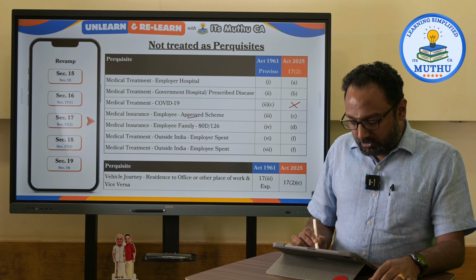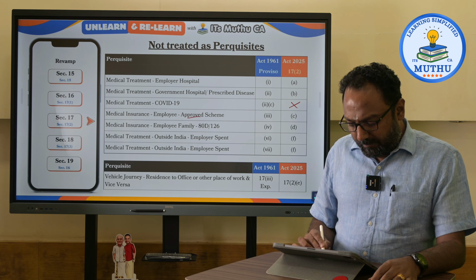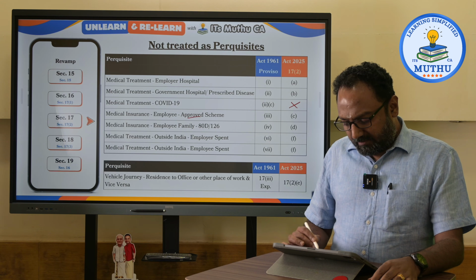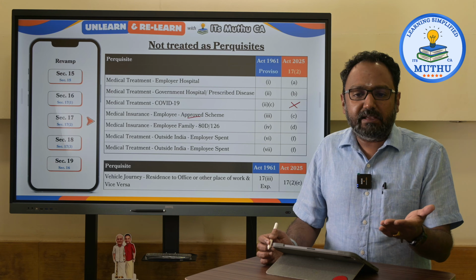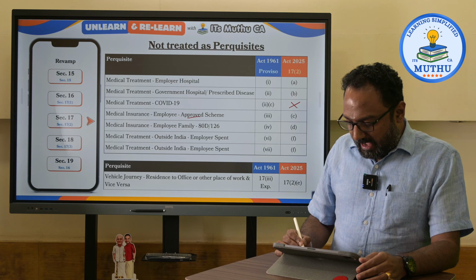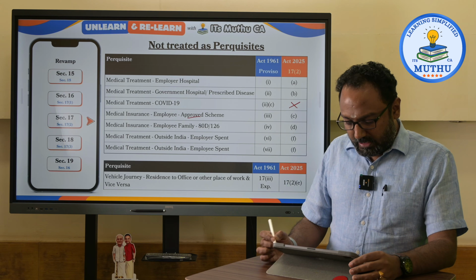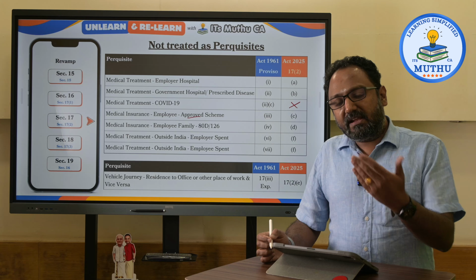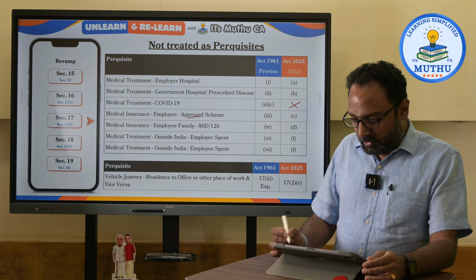Medical insurance approved scheme for the employee or the employee's family, which is earlier covered under 80D. Now the new 80D is the new 126. So 80D is now section 126. Again, that was in the proviso, the fourth item of the proviso. Now it is 17(2)(d). Medical treatment outside India was split into two clauses in the proviso.